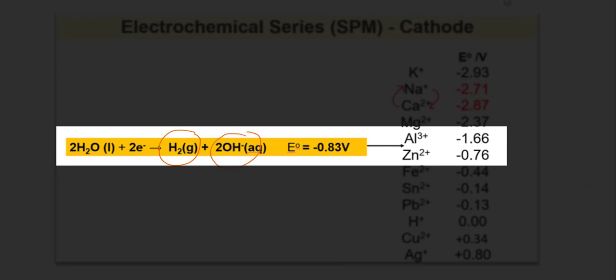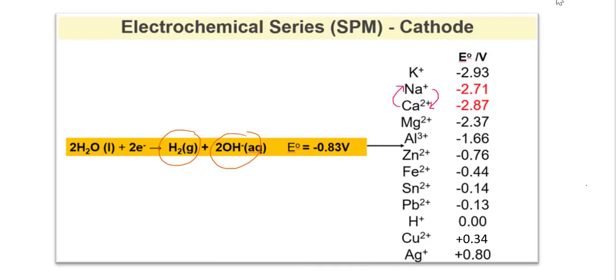So you need to memorize this equation, because if water is being discharged at cathode, you have to write down this half cell equation at cathode. So if you look at the E naught value here, going downward, the E naught value is more positive, right? So the more positive the E naught value, the higher the tendency for the species to be discharged.